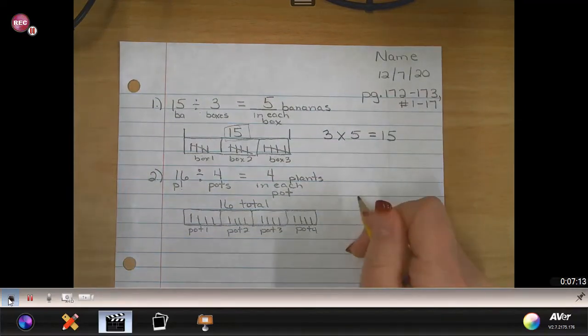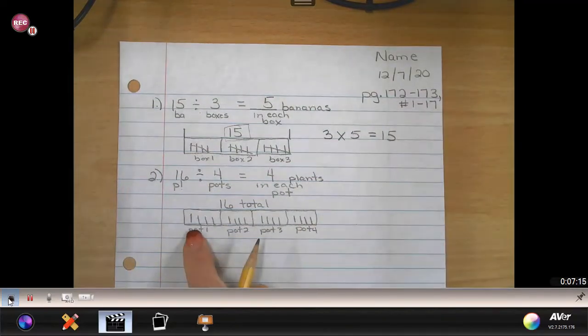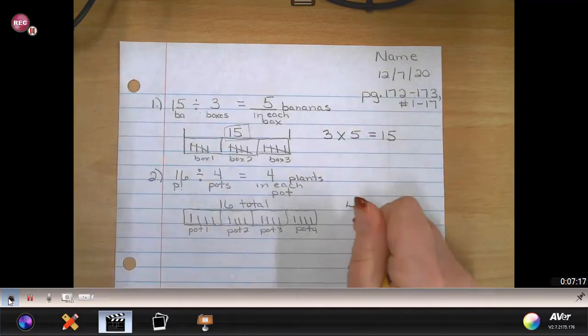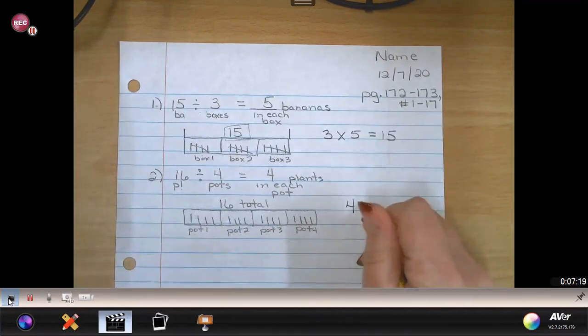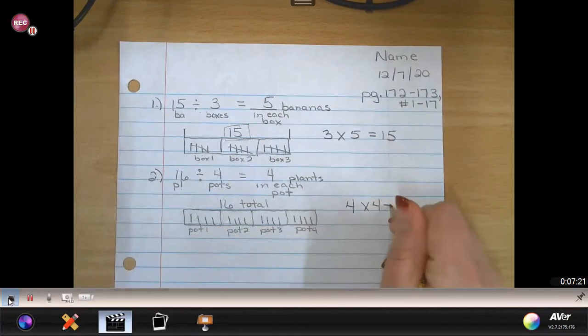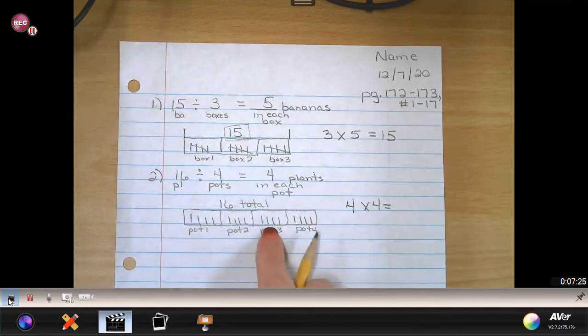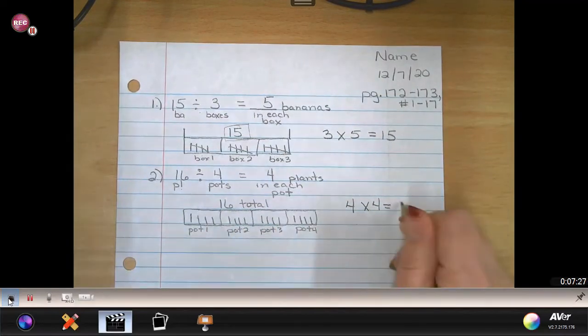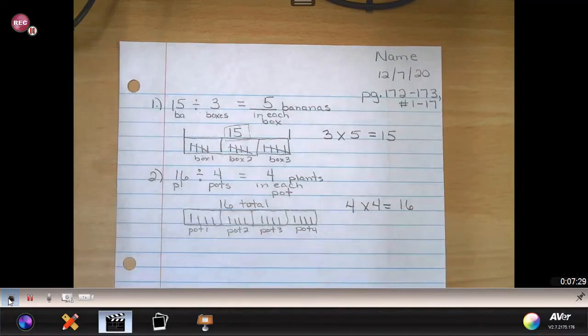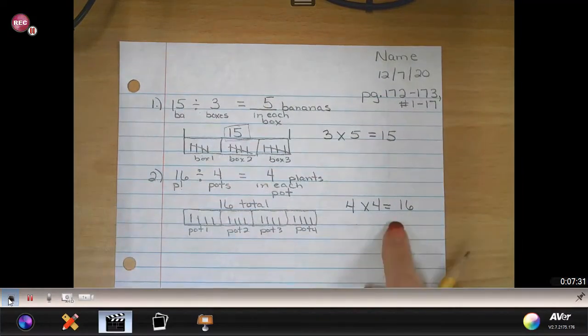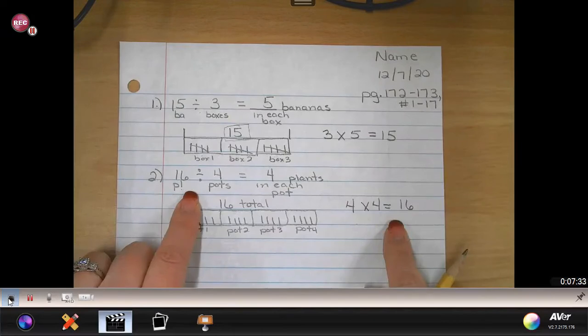Again, we're going to check with multiplication. So I have 4 groups. There's 4 in each group. And if I count by 4s, I have 4, 8, 12, 16. I have 16 total plants. So remember, you're checking your division by using multiplication.